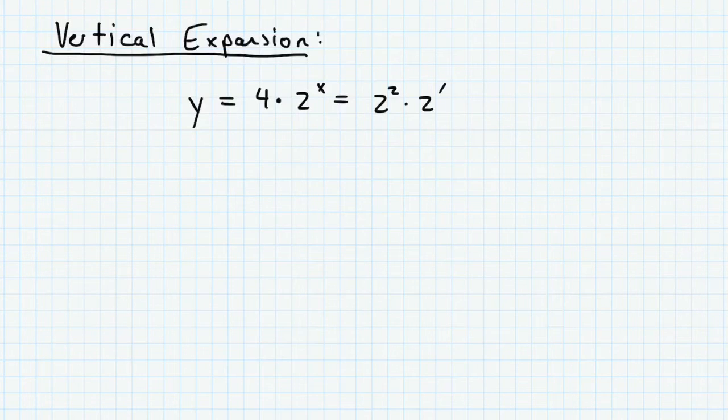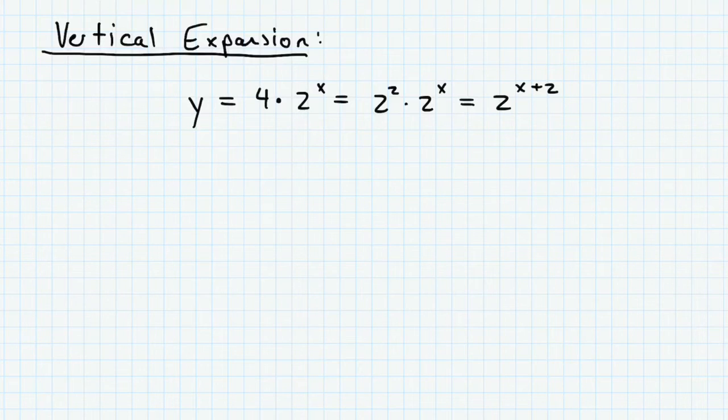Well, 4 can be written as 2 squared, times 2 to the power of x, and since the bases are the same, you just add the exponents. So this is the same as 2 to the power of x plus 2. So this vertical expansion by a factor of 4 is equivalent to moving this function 2 to the left. This is true for absolutely any vertical expansion or compression: it can be represented by a horizontal translation either to the left or to the right.